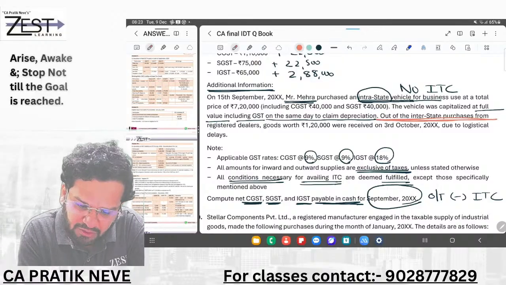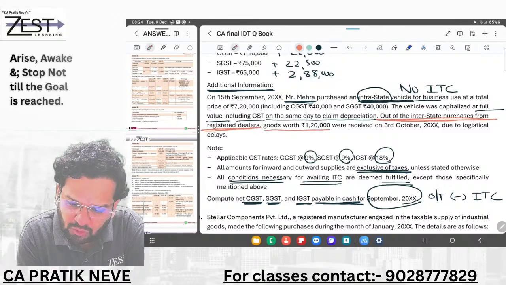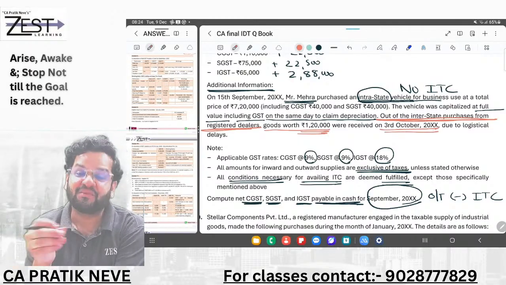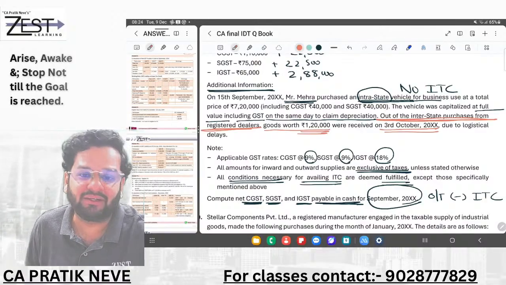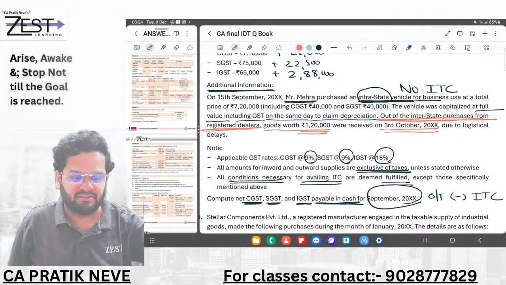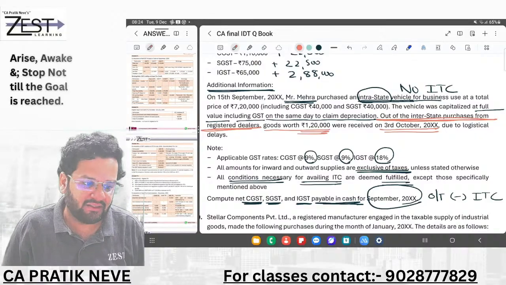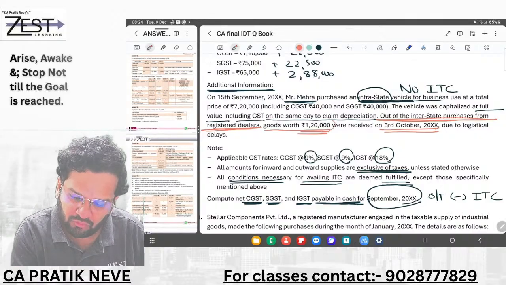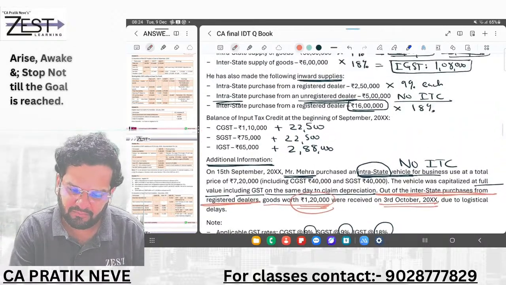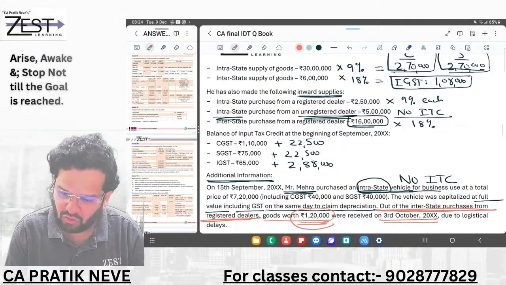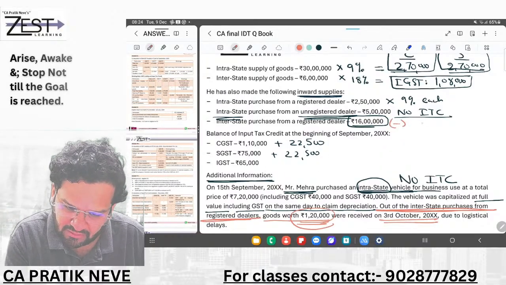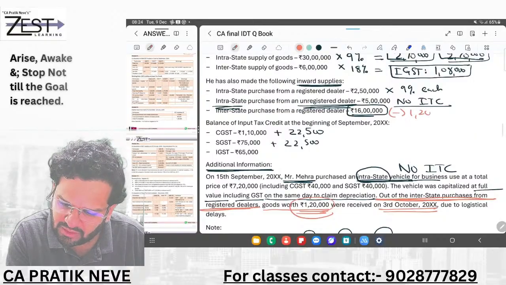Out of interstate purchase from registered dealers, goods worth 1,20,000 were received on 3rd October. So friends, you are trying to calculate ITC for the month of September. So in September, you will not get ITC for goods of 120 because you have received them in October. So do one thing, interstate purchase was of 16 lakh na. From 16 lakh, you minus 1 lakh 20,000.